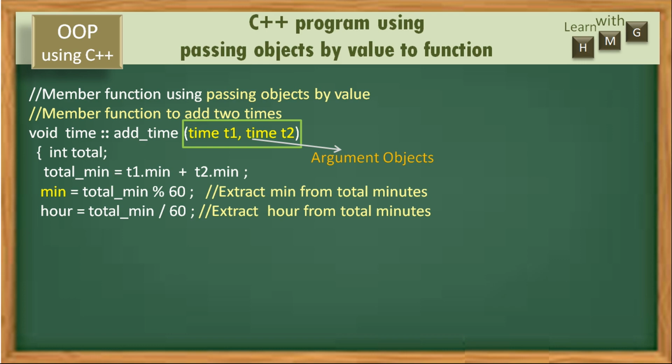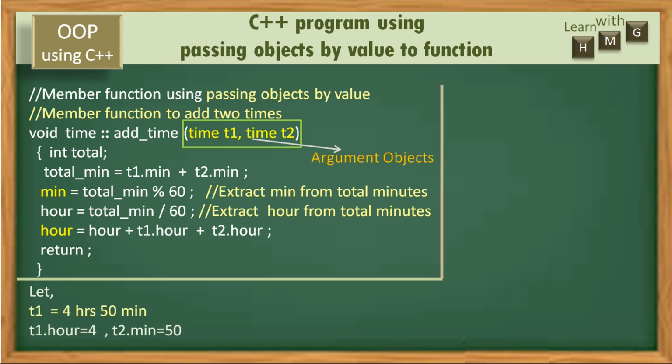Now this extracted hour will be added into actual hours of T1 and T2 objects. So like this, the total hour will be hour plus T1 hour plus T2 hour. So in this way we will get the total hours and end the function. So here, let us say the value of T1 object as 4 hours and 50 minutes, where T1 dot hour value is 4 and T1 dot minute data member value is 50.